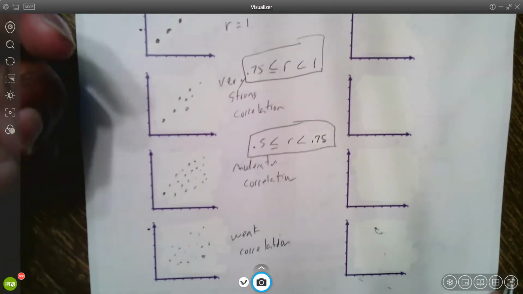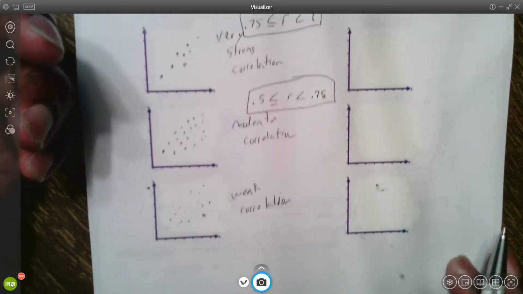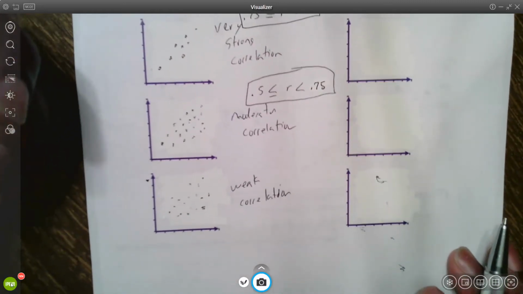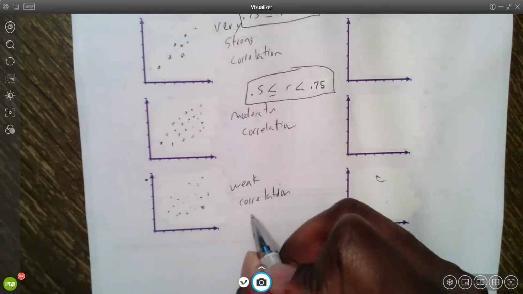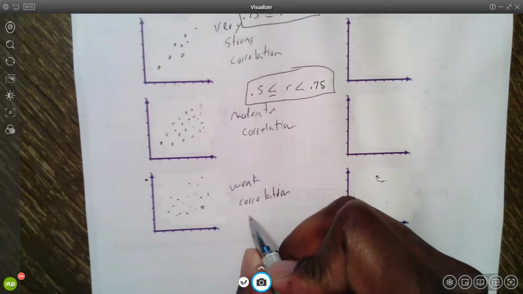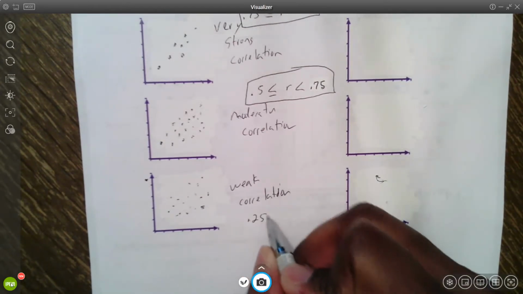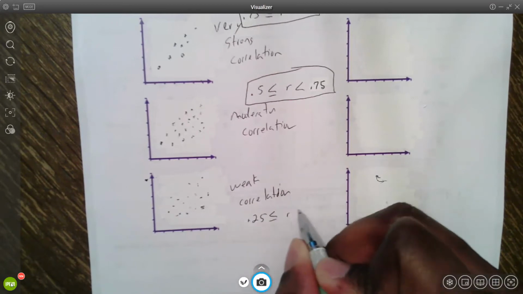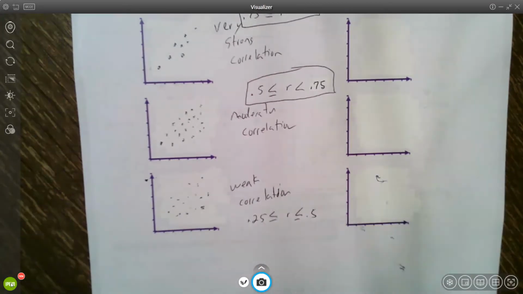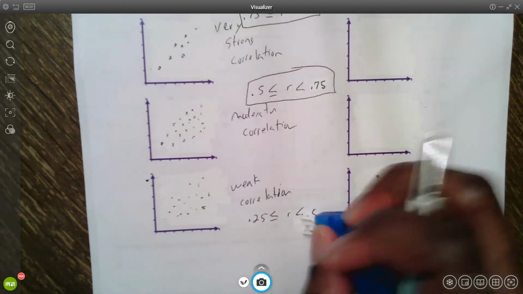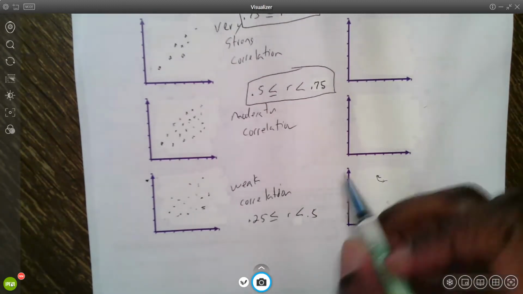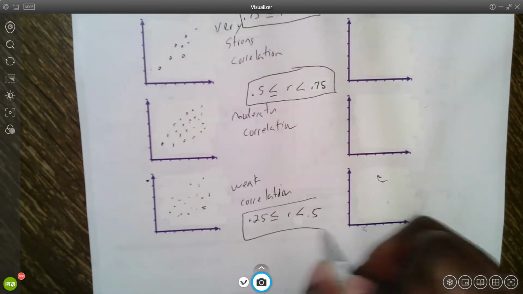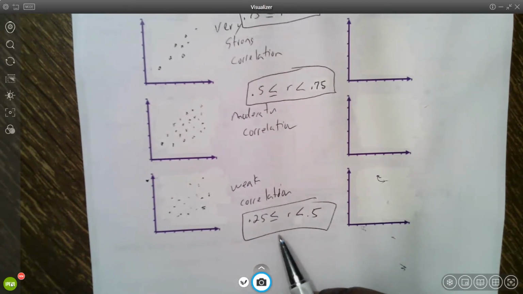And a weak correlation, it is a correlation, it's just weak. So we can't say it's 0. So something that's like between 0.25 and 0.5. So r is in between 0.25 and 0.5. We say there's a weak correlation.